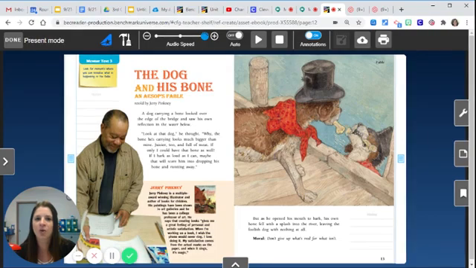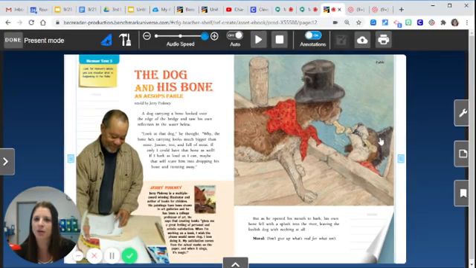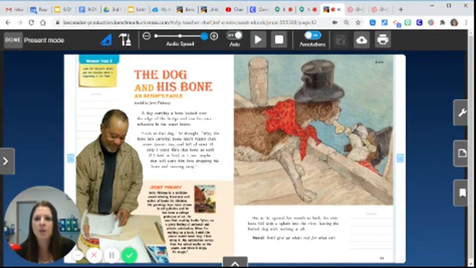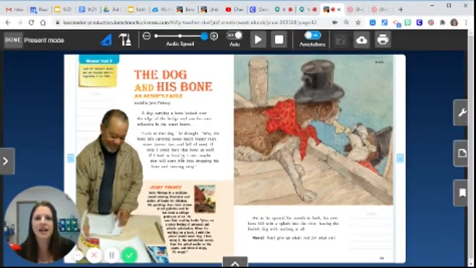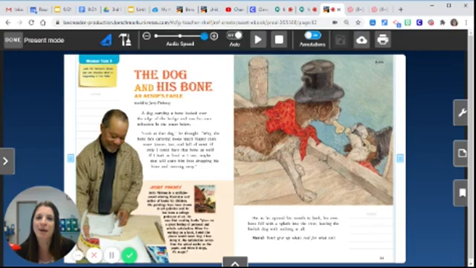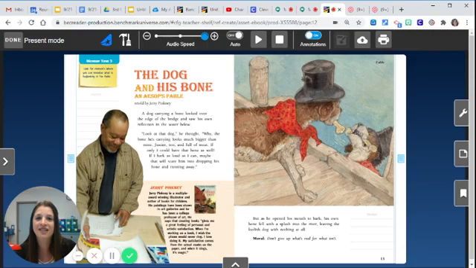Okay, readers, so I've confirmed my prediction that he was indeed looking into the water and seeing his reflection, but does the dog know that? He doesn't. He thinks it's another dog with a bone that looks much bigger and juicier, and then he wants to bark. Readers, do you know what I'm thinking about? I'm connecting to The Fox and the Crow, and I'm thinking about how the crow decided to sing, and then the crow dropped the cheese, and now I'm wondering, is the same thing going to happen to the dog? What do you think? Let's see.